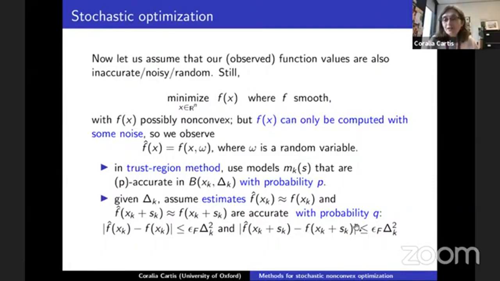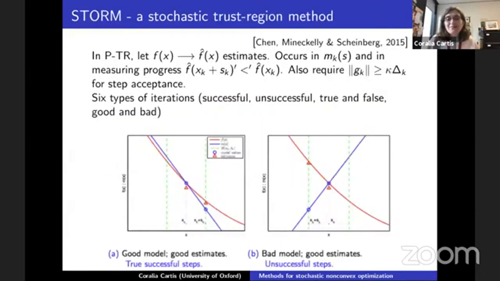They only hold with a certain probability q. So my models are good, in the sense of being sufficiently close, say, to Taylor ones, with probability p. My function evaluations are sufficiently good with probability q. So I can have a lot of error, and I'm still going to have this probabilistic trust region framework as before.